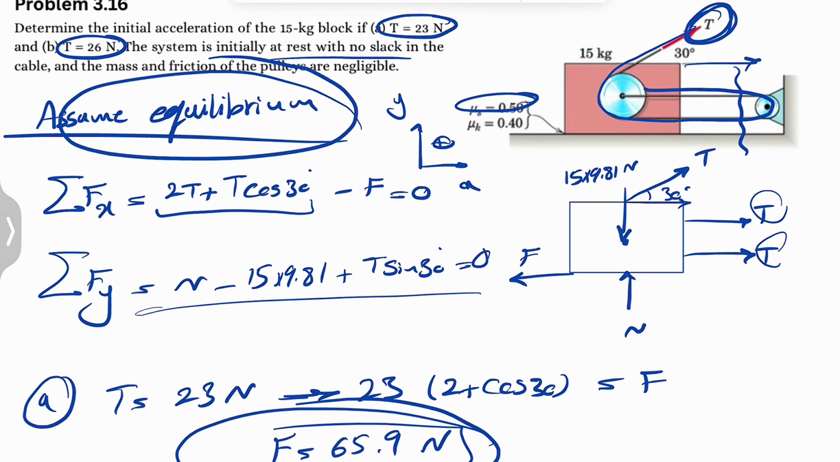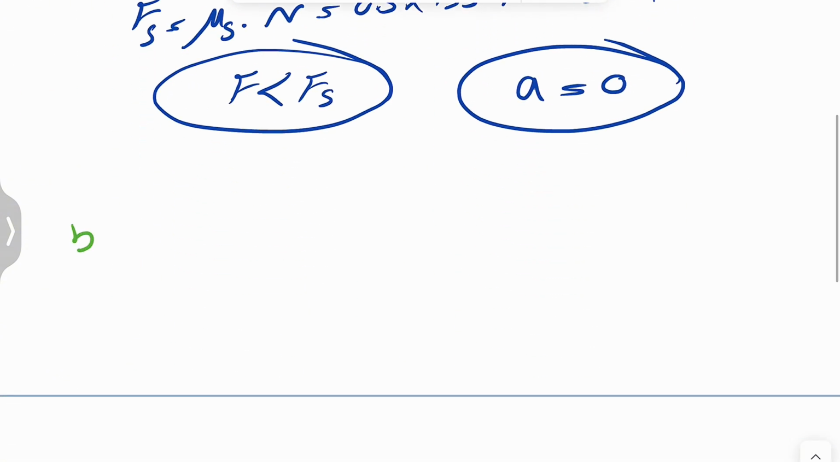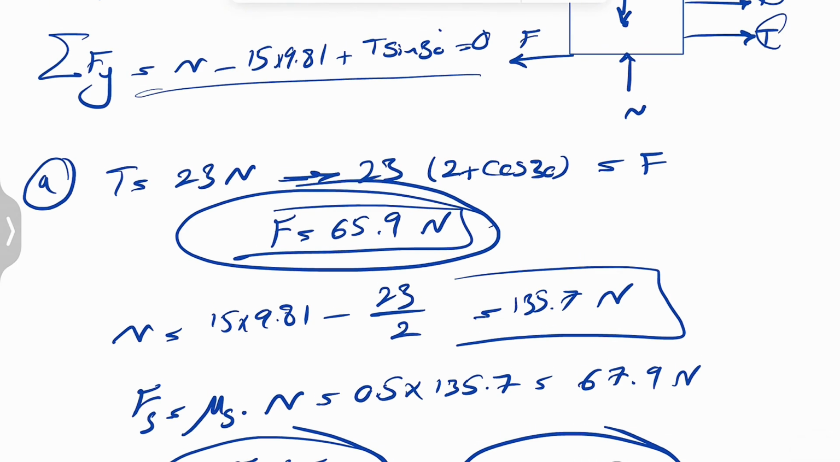Everything's the same in the B part except we have 26 newtons. The difference is that when the tension in the cable increases, the odds of the box moving to the right increase. And once the box is moving, the friction is no longer static, it's going to be kinetic friction, but we have to verify that first. So let's just plug in the numbers. For the B part, this time T is 26 newtons. All of our equations are still valid.